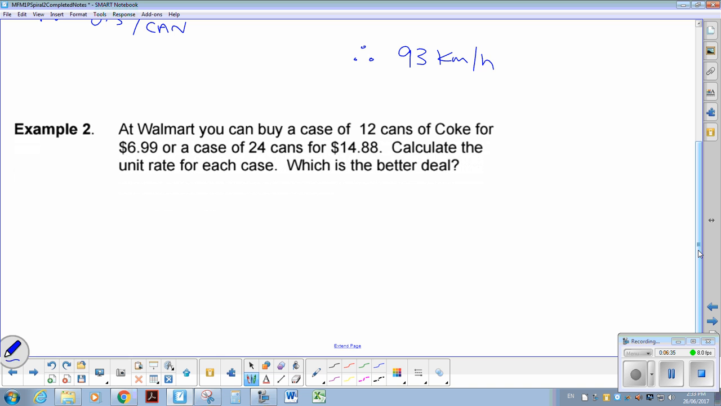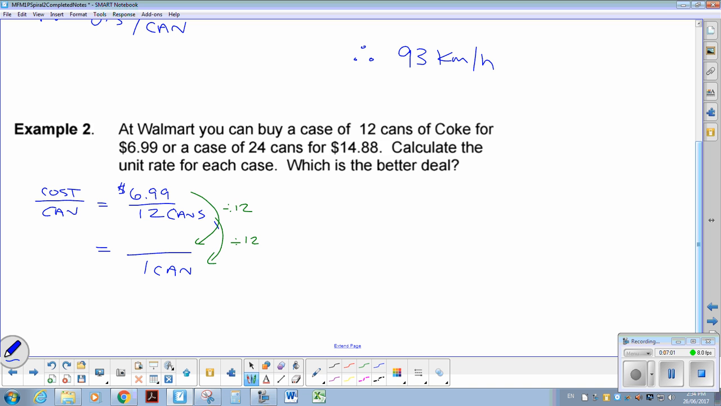Example 2. At Walmart, you can buy a case of 12 cans of Coke for $6.99. As above, we want the cost per can. So $6.99 for 12 cans. That would translate for 1 can, so we're going to have to divide by 12. Whatever we do to the bottom, we've got to do to the top. So it's 6.99 divided by 12. We are paying 58 cents a can.